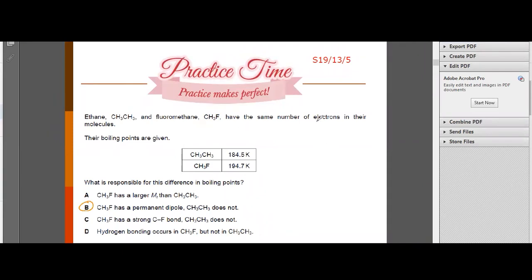Ethane and fluoromethane have the same number of electrons in the molecules, but their boiling points differ. You know that once again, the Mr of these two compounds is similar, since it is stated that they have the same number of electrons but differ in boiling point. Why? This is due to CH3F being a polar molecule, due to the presence of F, a highly electronegative atom. So that's why it attracts electrons toward itself, creating a negative partial and a positive partial charge. This we call a permanent dipole, while ethane does not have one.